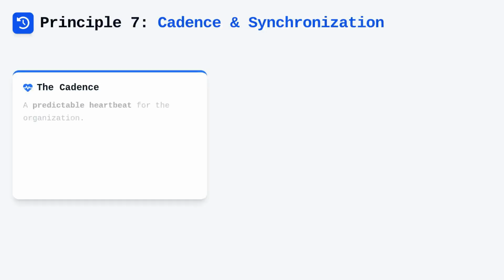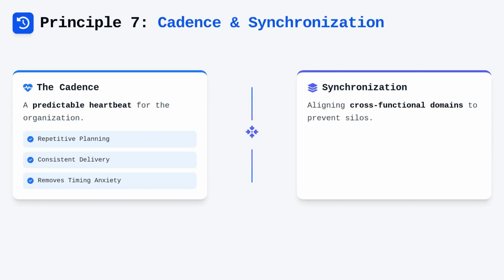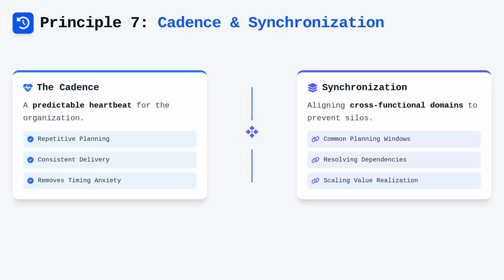Moving to Principle 7, applying cadence and synchronization, we address the uncertainty inherent in complex product development. Cadence provides a predictable heartbeat, allowing the organization to focus on repetitive planning and delivery events rather than worrying about when things occur. Synchronization across multiple domains ensures that cross-functional dependencies are identified and resolved during common planning windows. Without this alignment, teams drift apart, creating silos that prevent the realization of value at scale.